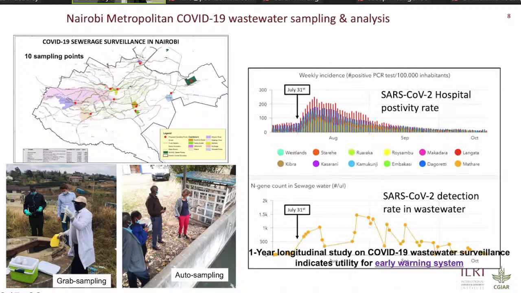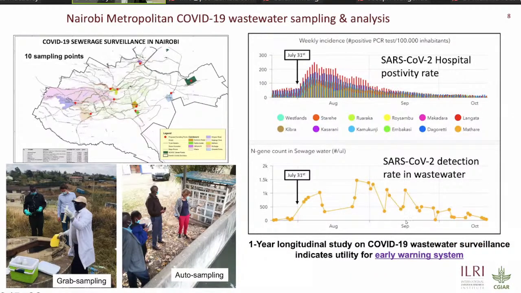So, without going into great details, we were sampling over a period of time. It was a longitudinal study, and samples were processed in our labs at ILRI, and we did quantification of SARS-CoV-2 virus in the samples. And when we profile that and plot out the detection rates, we could see variations of SARS-CoV-2 detection rate over a period of time.